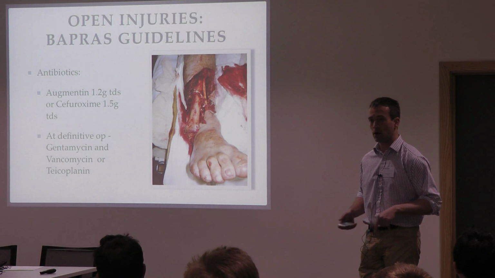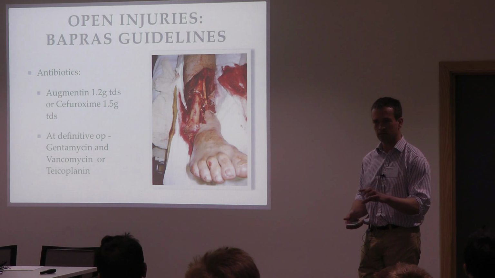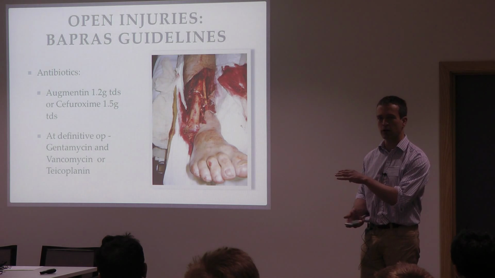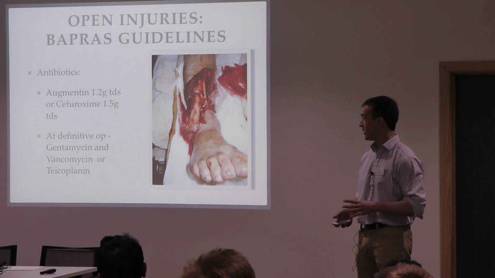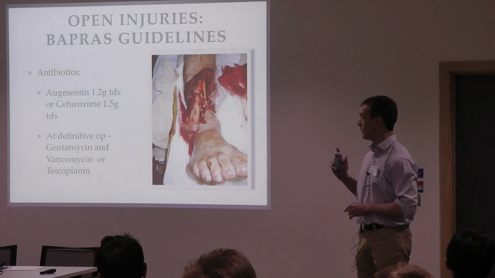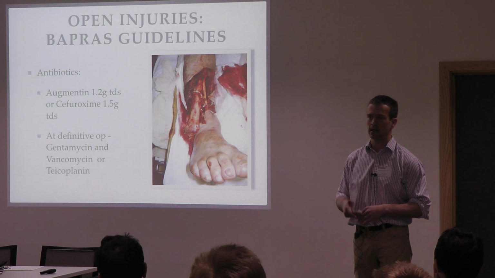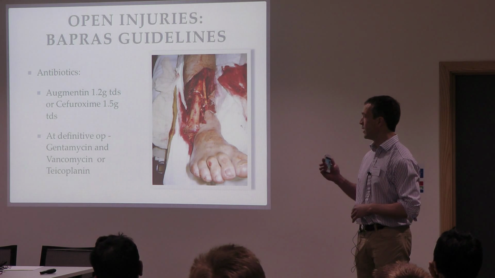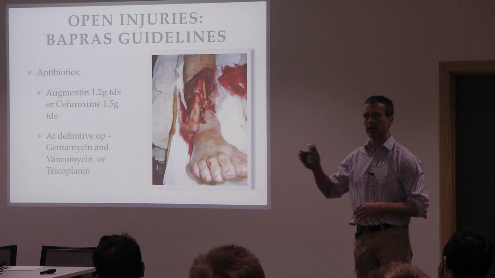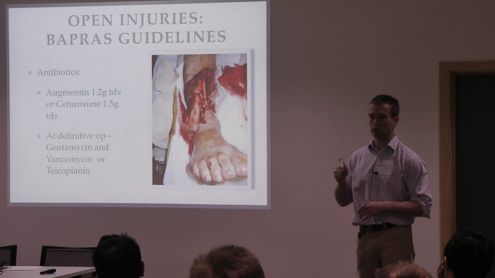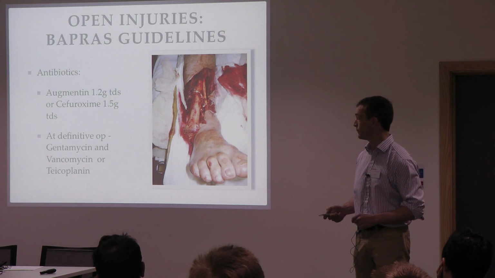We recently audited our hospital for this, and despite the fact that in every major bay, in every theatre bay, in every bit of the A&E department, there's the protocol on what they should be giving, they were given a huge variety of antibiotics. The BAPRAS guidelines are quite clear. 1.2 grams of augmentin or 1.5 grams of cefuroxime given TDS until they're taken to theatre and the wound's covered. At definitive op, they also get gentamicin and vancomycin. The augmentin and the cefuroxime are kept going until definitive soft tissue cover, or 72 hours, whichever's sooner. Okay? It's clear, and that's what you should be doing.